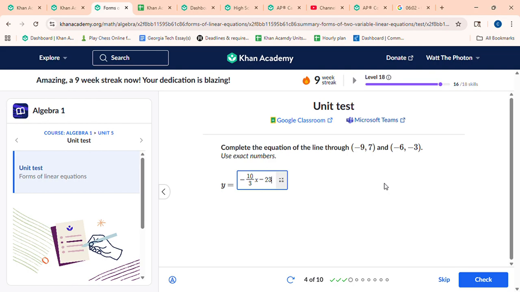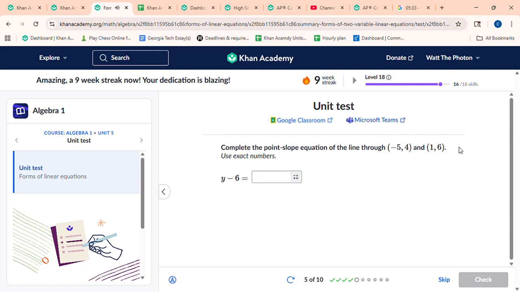That should be right. And double check it with the calculator. We have negative 10 over 3 x minus 23. Go to table. Let's see, what are our numbers? 9, 7, 6, 3. That's right.